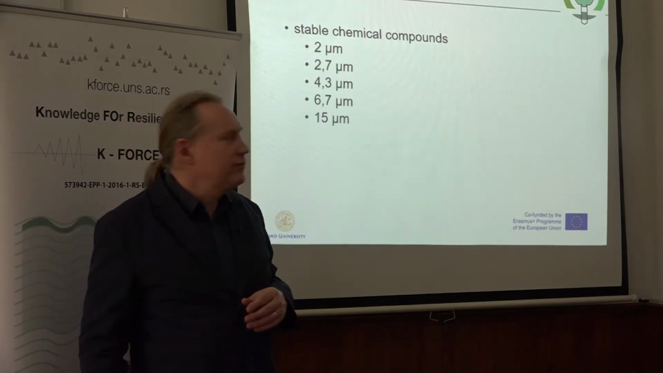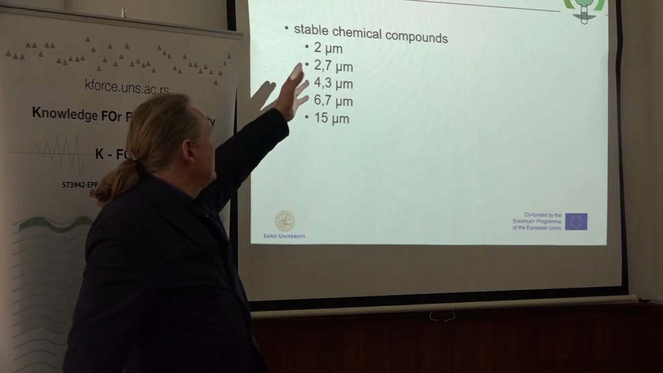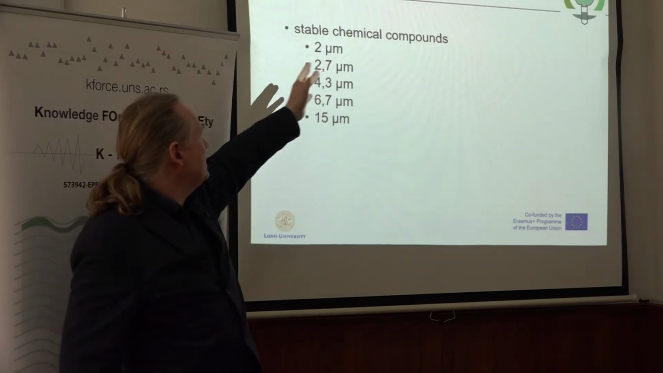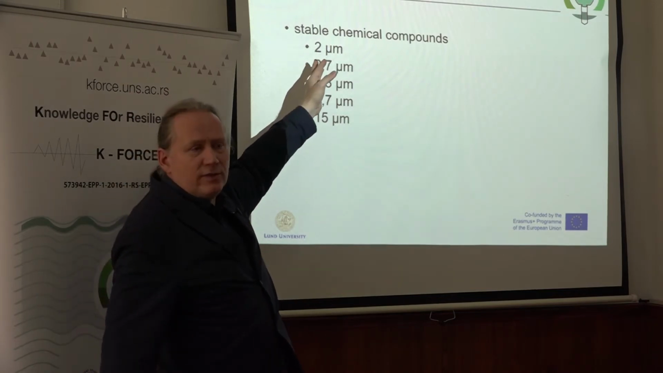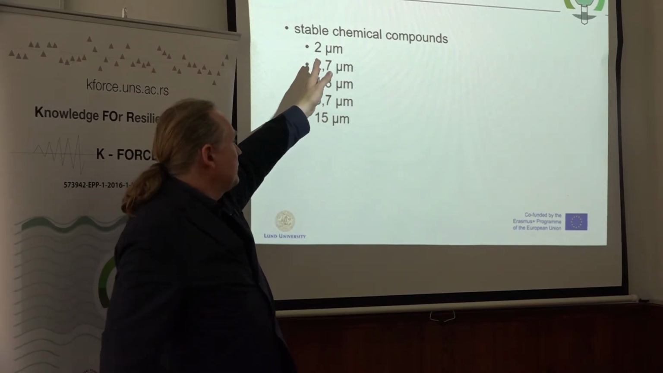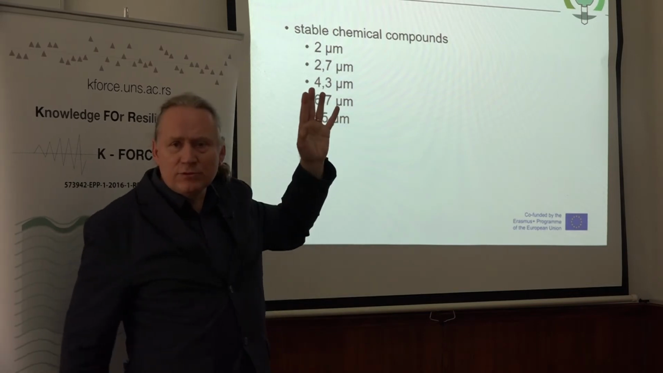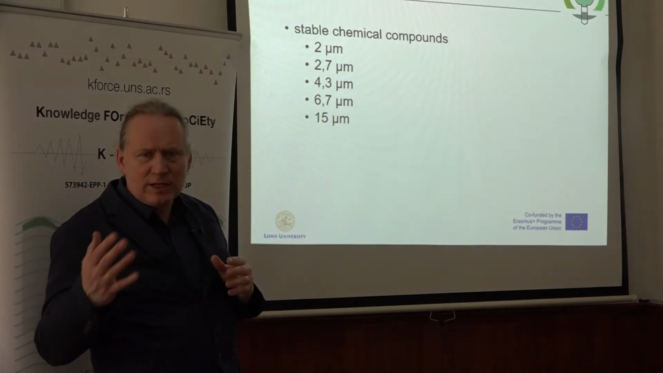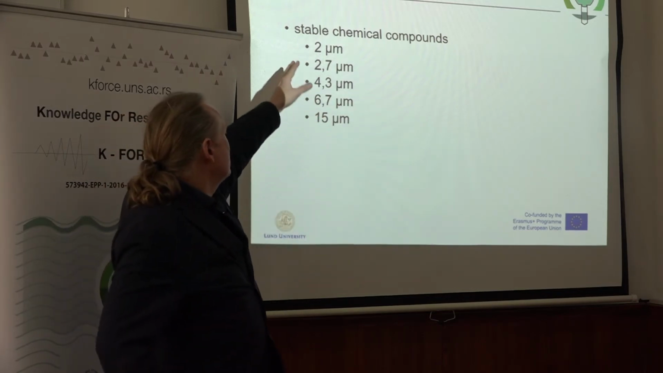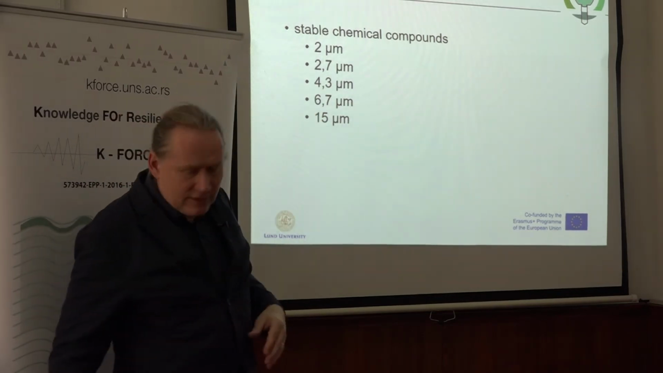And typically this infrared light is in the longer wavelength, so we have for these stable chemical compounds, this is the long wavelength. This is light which you're not able to see. It's beyond the spectrum of the red light. So this goes across these different levels.